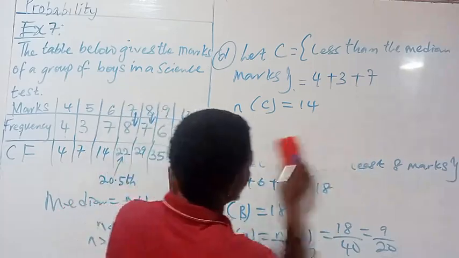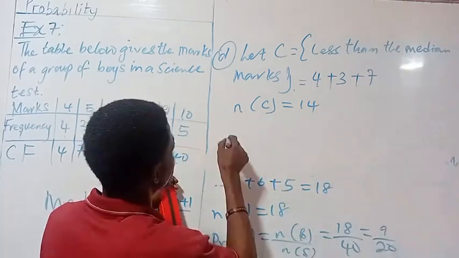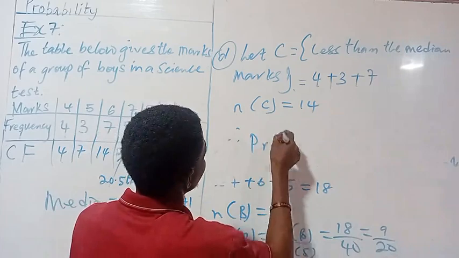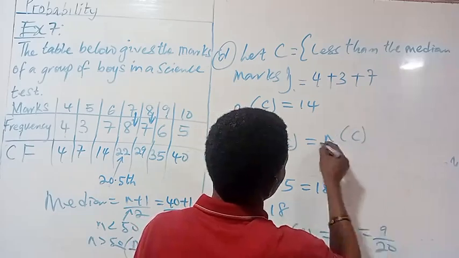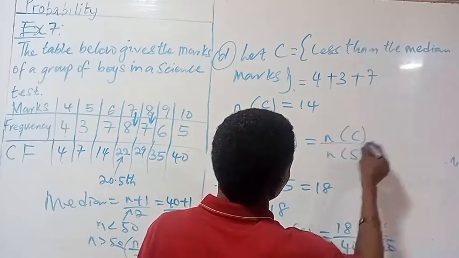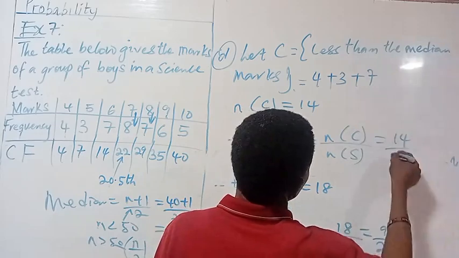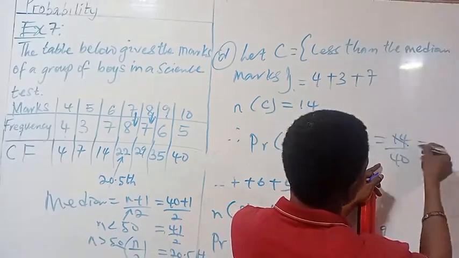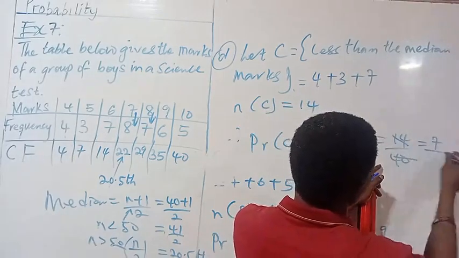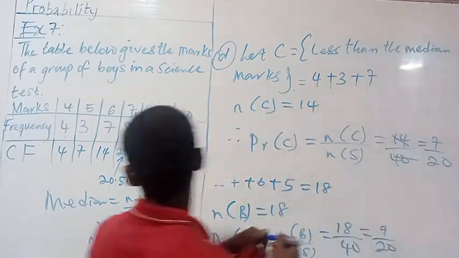Then the probability of C equals N of C over N of X. So we have 14 over 40. And what can go? 2 here will give you 7, and 2 here will give you 20. So that is how to solve the problem on the board.